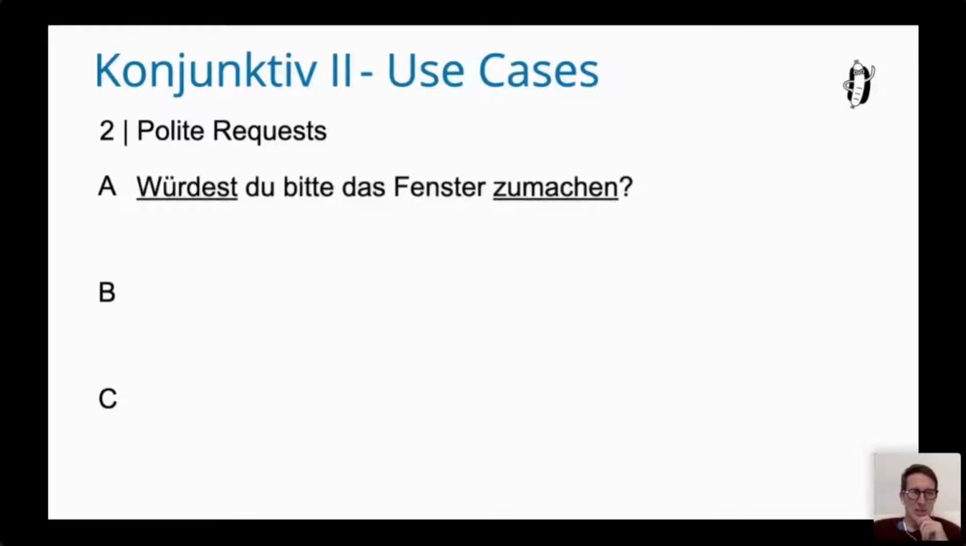"Würdest du bitte das Fenster zumachen?" I'll give you a couple of seconds to digest that. Would you please the window, Fenster, French people know fenêtre, which is the same word, zumachen. Zu means close in this context. Machen, make, close. So would you close the window, please? So it's a polite request, and the würde allows you to be polite.